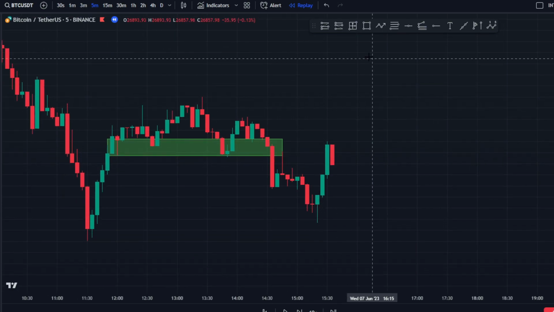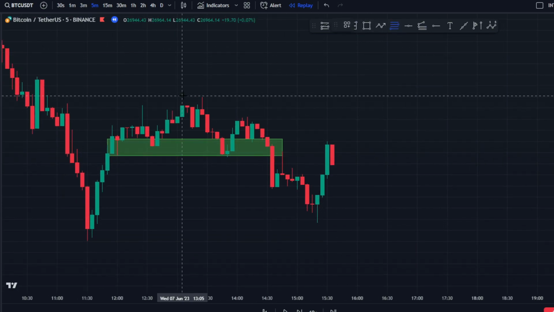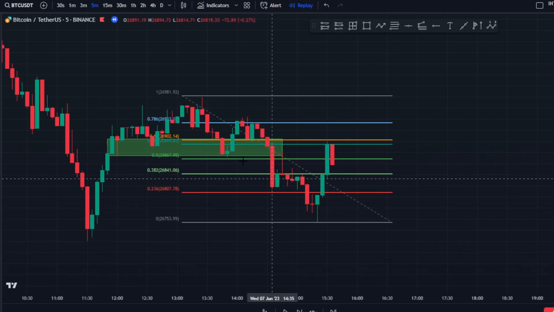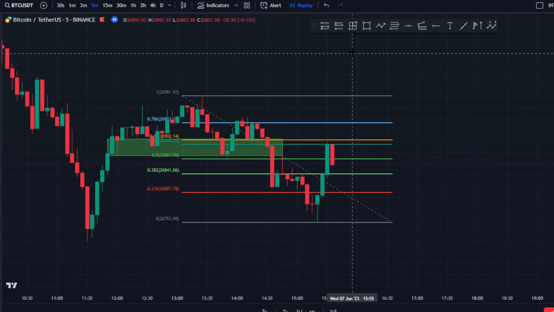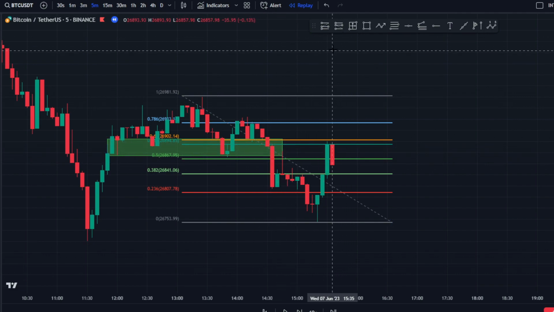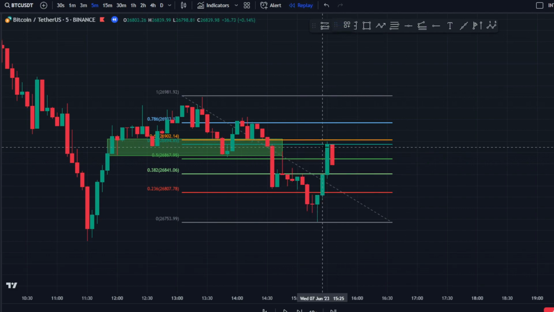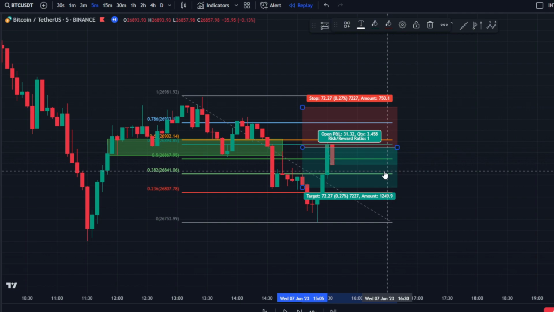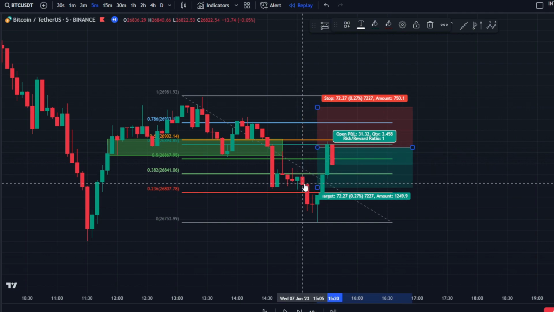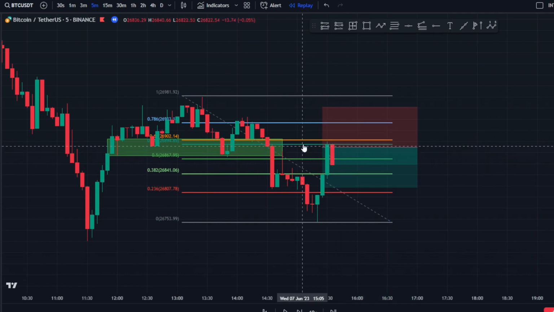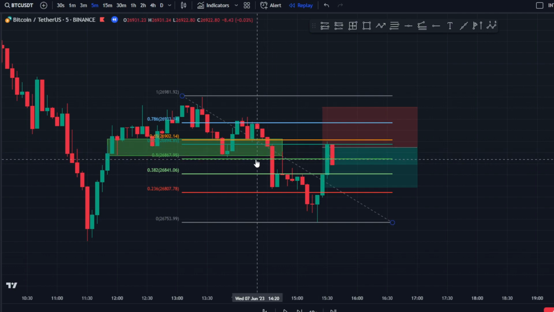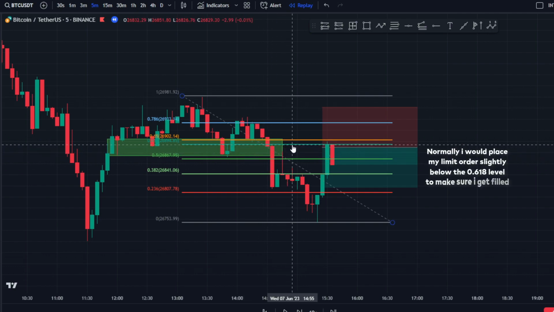You want to place your Fibonacci retracement from the previous higher high to the lower low and see which level aligns with the area of support. In this case, this 0.618 level aligns perfectly with the area of support. So I'm going to place my entry level right there, where your sell limit order should be. Basically you want to place a limit order at the same area of support and the 0.618 level so that you have a sell order right there.